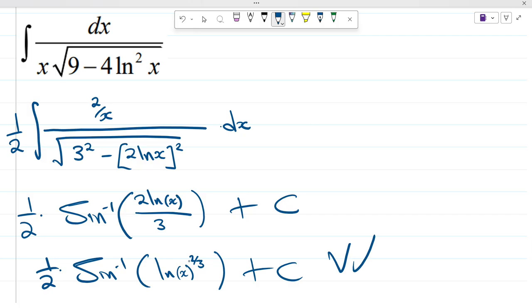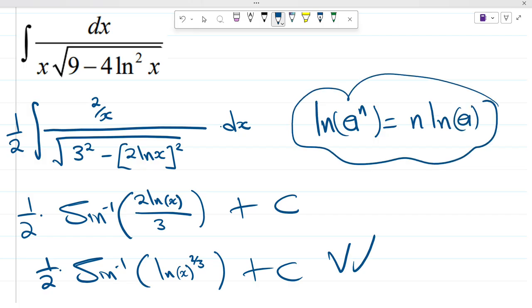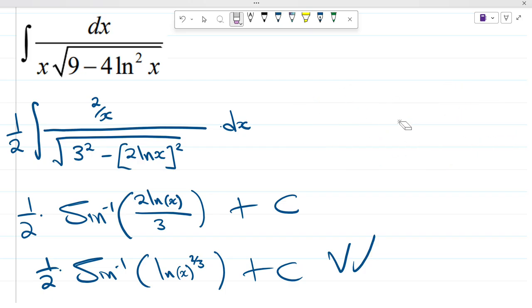So what did I do there? When you have ln to the power a of n, this is the same as n ln of a. That's what I just applied here, you understand? So we had 2 over 3, which is just the same as that thing being taken up there. I hope it makes sense. That's basically what I was trying to do there.